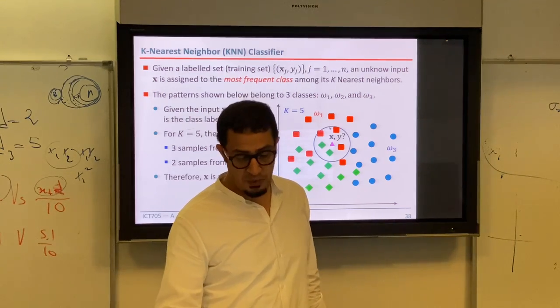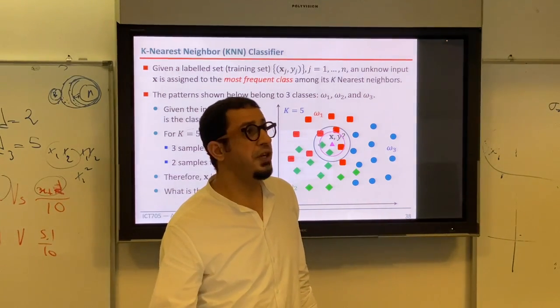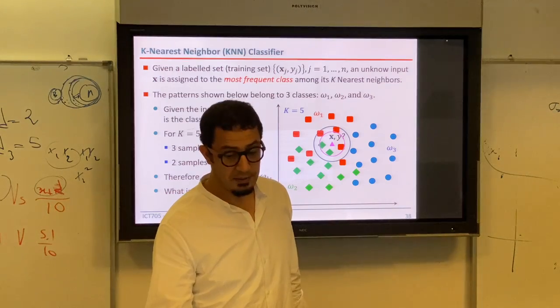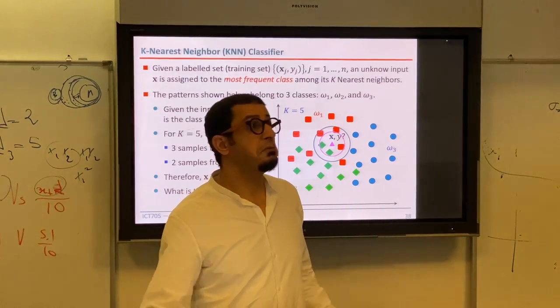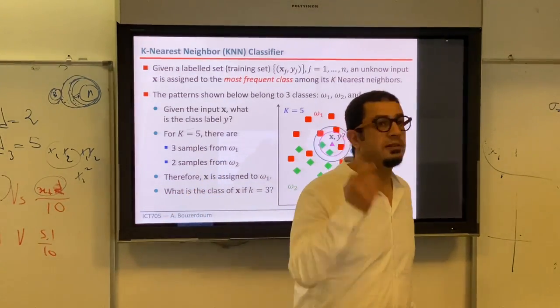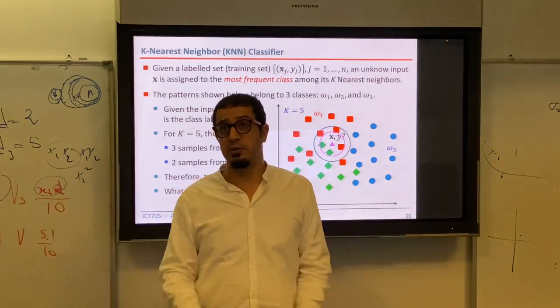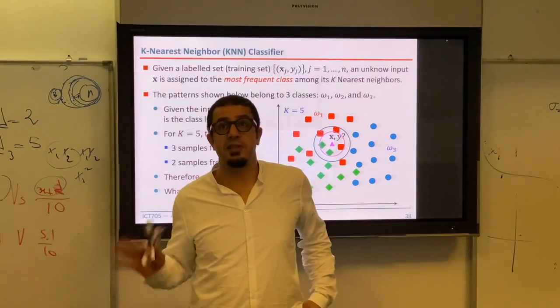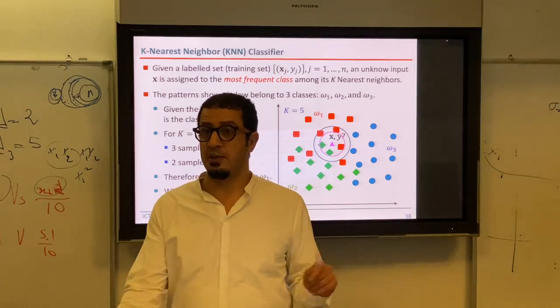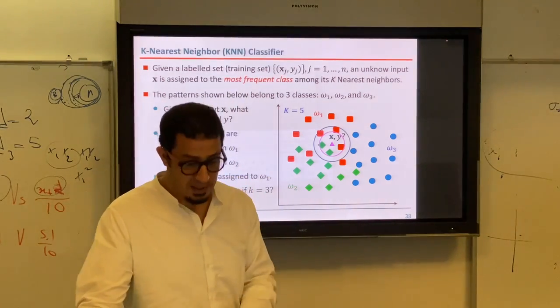If I want to change this to K equals 3, what should be the class here? Green. So which one is better? We cannot say. We have to do it over all the data and see which one gives the best accuracy. So like this we cannot say. On a single point we cannot tell.